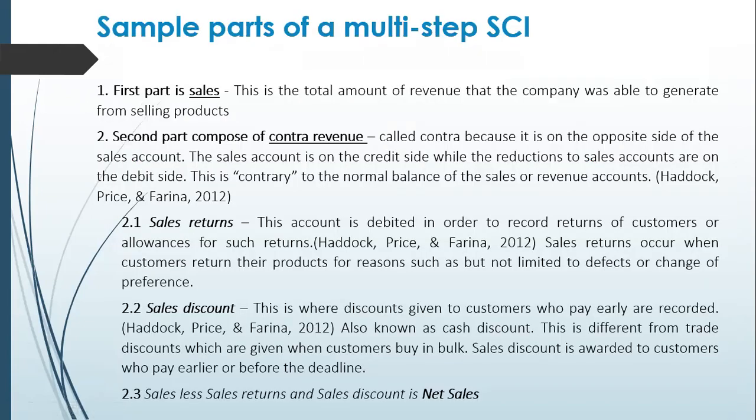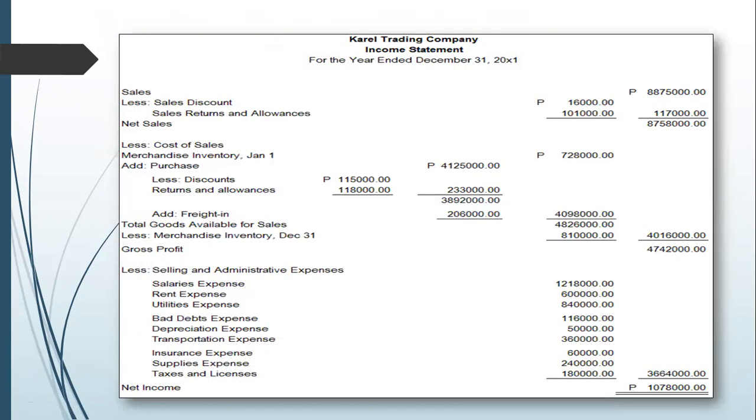Next part daw po is, second part is composed of contra revenue, sales return, sales discount, and net sales. So, ito po yan. Sales discount, sales return, and allowances. So, lalagay nyo po siya dyan. So, 16,000. Sales discount and sales return na 101,000. So, pag-a-add nyo po siya. So, 117,000. Then, ililess nyo po siya sa ating sales. 8,875,000 less 117,000 is 8,758,000. Ayan po yung tinatawag na net sales. Pero hindi pa yan natatapos. Okay, may next part pa siya.